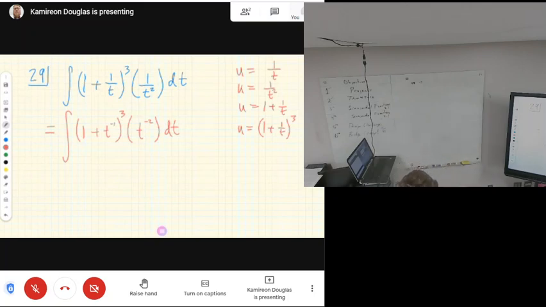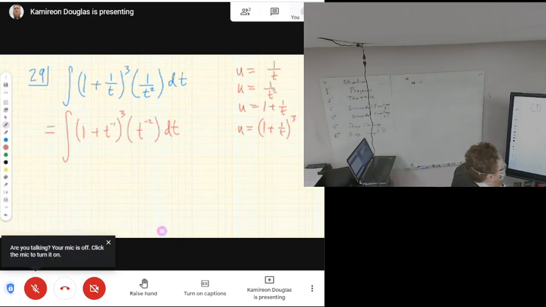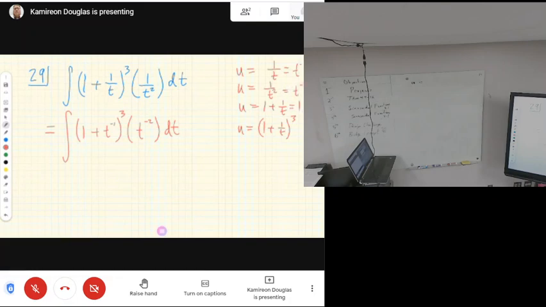And now I have to do some quick mental checks. Each one of these now has changed forms. My first one is t to the negative first power. My second one, t to the negative second. 1 plus t to the negative first. And 1 plus t to the negative first cubed. I want to see if any of these have a derivative in this problem. Well, if I start from the top, I strike gold.